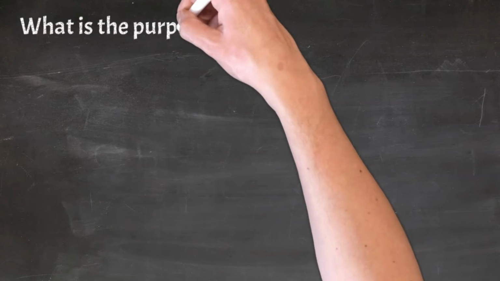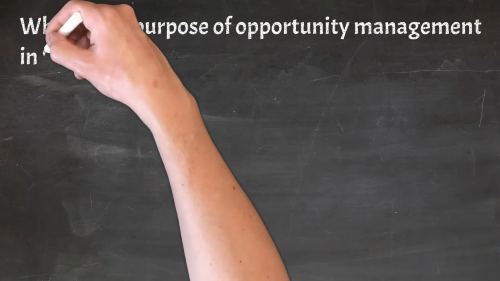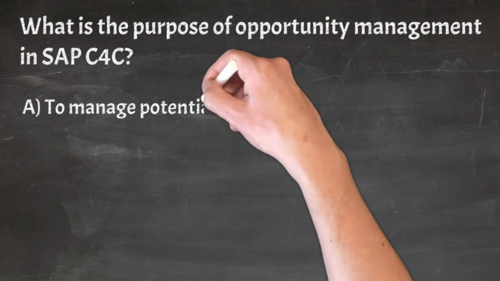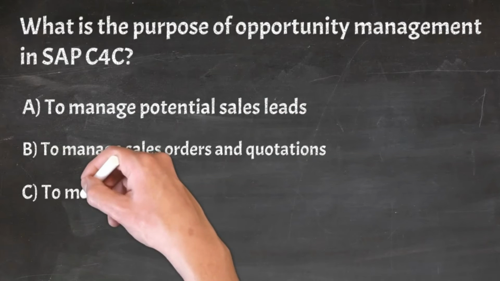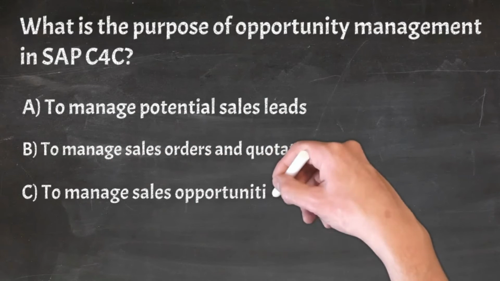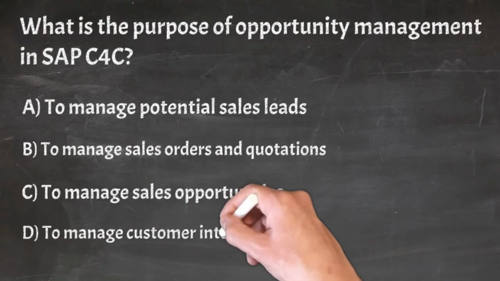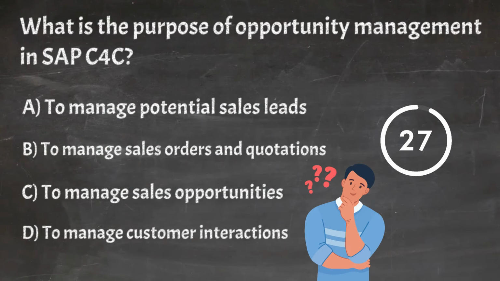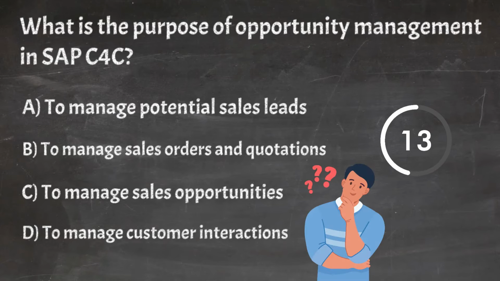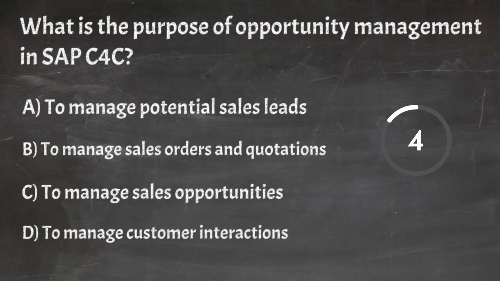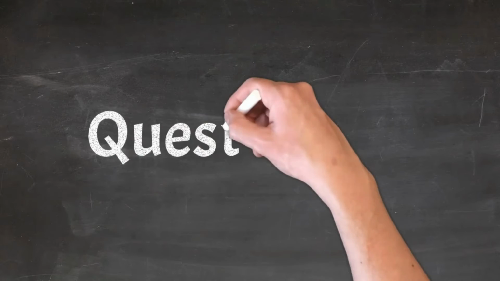Question 19. What is the purpose of opportunity management in SAP C4C? A. To manage potential sales leads. B. To manage sales orders and quotations. C. To manage sales opportunities. D. To manage customer interactions. Correct answer C.